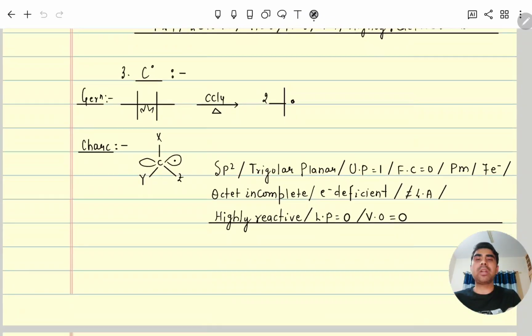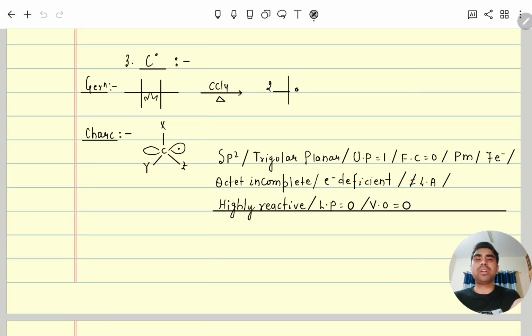Next after that, carbon free radical. How is it generated? In a non-polar solvent by giving heat. So this is the radical generated. In that radical you can see the p orbital is not a vacant orbital; 1 electron is there. So it is sp2, trigonal planar, unpaired electron 1, formal charge 0. One unpaired electron means it is paramagnetic. Total how many electrons does it have? 7 electrons. Octet incomplete, so it is electron deficient. At least 1 more electron can come. But it is not a Lewis acid, remember.